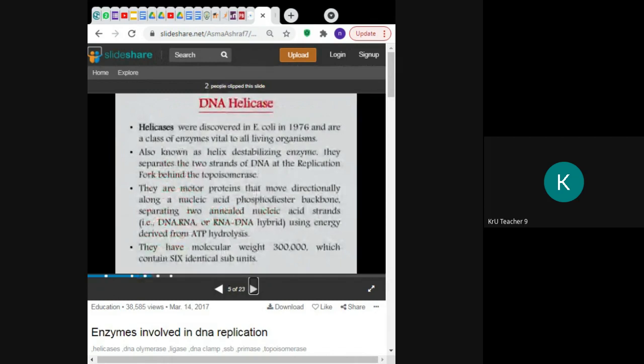Helicases were discovered in 1976 in E. coli, and these are vital for every living organism. They are also known as helix destabilizing enzymes. As the name indicates, helicase will unwind and separate the two strands of the DNA double helix. These are motor proteins that move directionally along the nucleic acid phosphodiester backbone, separating the two annealed nucleic acid strands. They use the energy derived from ATP hydrolysis.